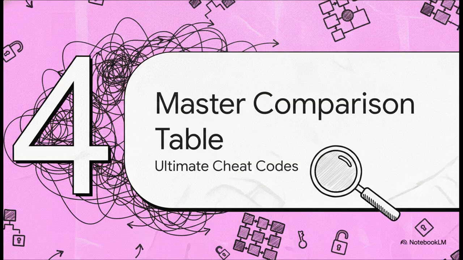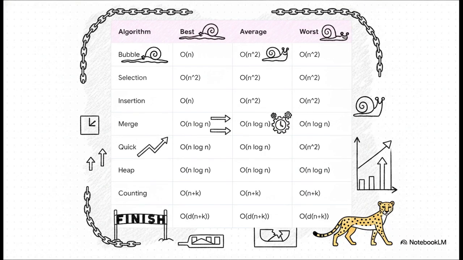Section 4. The master comparison table. We've covered a ton of ground, so let's bring all these disparate threads together to look at the ultimate cheat codes derived straight from the source's comparison table. When we isolate the time complexity data, you can clearly see the tiers. The simple sorts drag at O of n squared in average and worst cases. But then look at how the heavyweights, merge, quick, and heap sort, just dominate the middle of the pack with super reliable O of n log n average performance. And right at the bottom, the non-comparison sorts break the mold entirely with linear-like speeds.